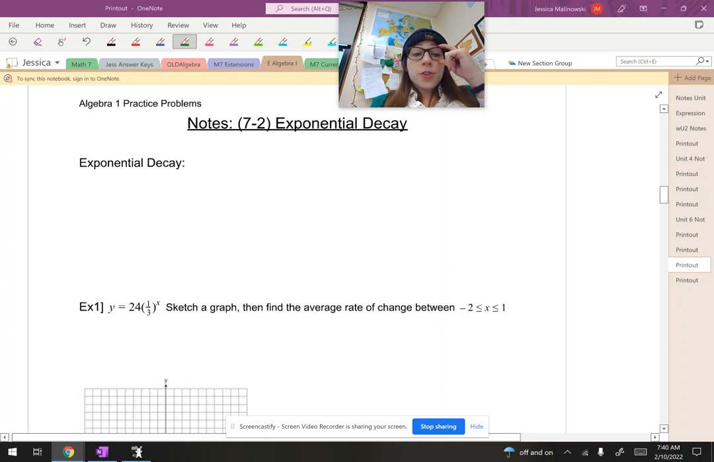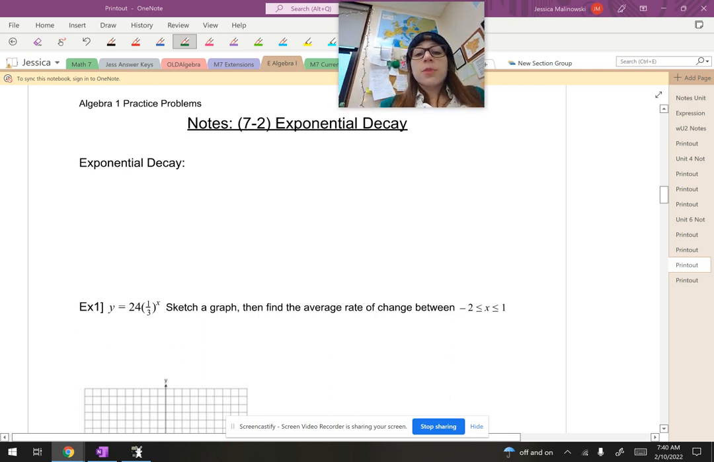Here we have notes for 7-2. And again, we worked through those classwork practice problems first, and then we came to do this. So we talked about exponential growth being the numbers or the values increasing by more as they get larger.